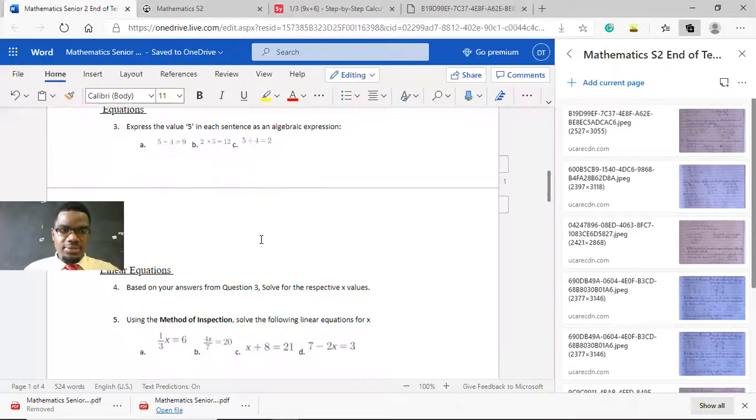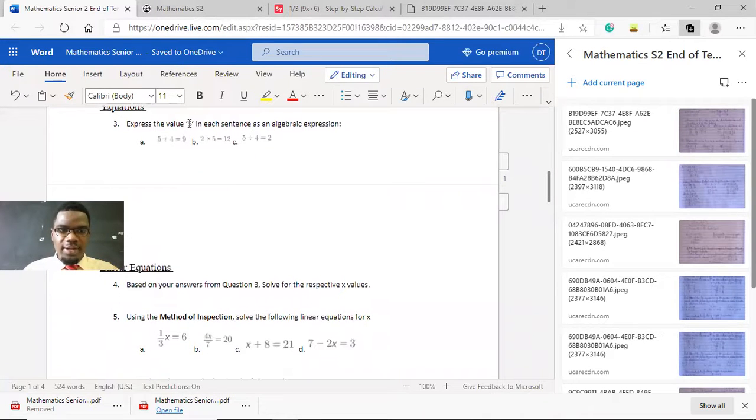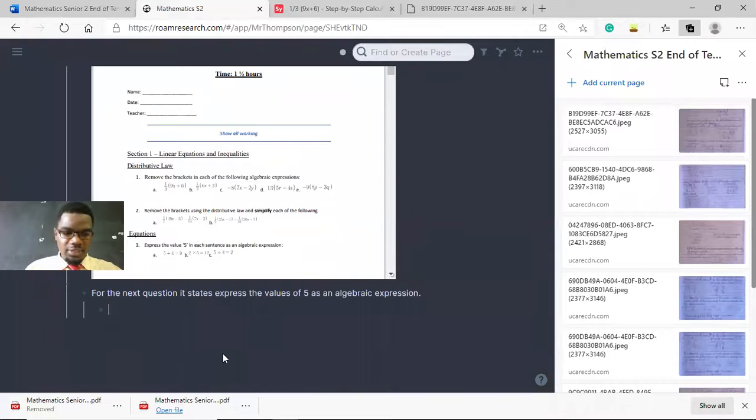The question says, express the value 5 in each expression as an algebraic one, right? So the first expression is 5 plus 4, let's write that. The first expression is 5 plus 4 is equal to 9. So they're asking us to express the 5 in this expression as an algebraic one.